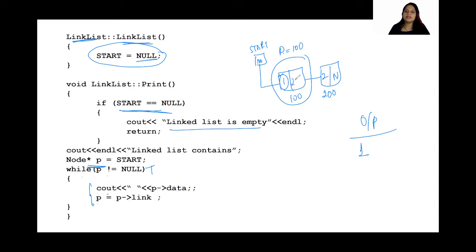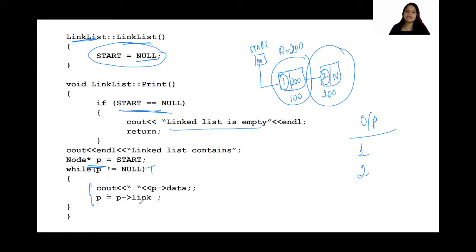So what is there in my link? Here it is going to be 200, isn't it? So P value is going to become 200. Again, I'm going to come back and check if P is not equal to null. P is not null, so again true. So I'm going to cout P data, which is nothing but 2. Why 2? Because P is in 200. So P is over here, so when I say data of P, 2 is going to get printed.